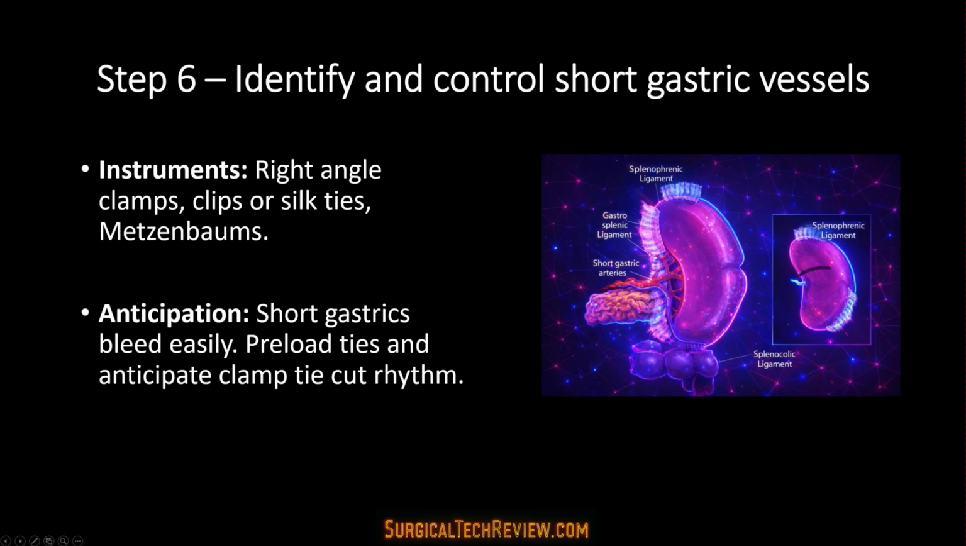Step 6. Identify and control short gastric vessels, located towards the midline of the body near the hilum of the spleen. You're going to need right angle clamps, clips, or silk ties, and Metzenbaum's. Anticipate short gastrics bleeding as they bleed easily. Preload ties and anticipate clamp, tie, cut rhythm.